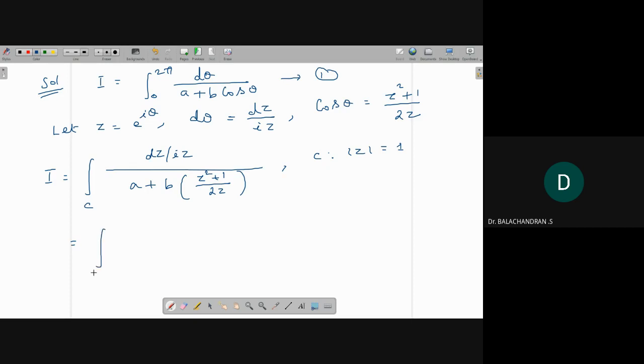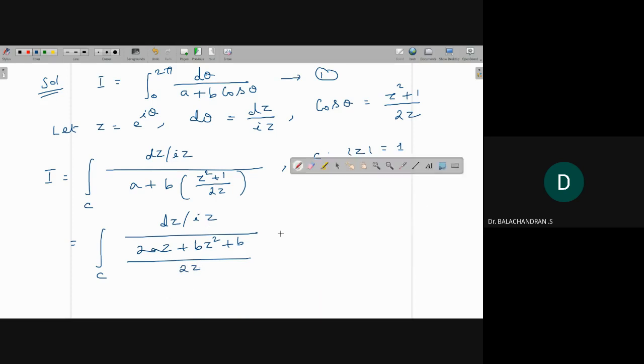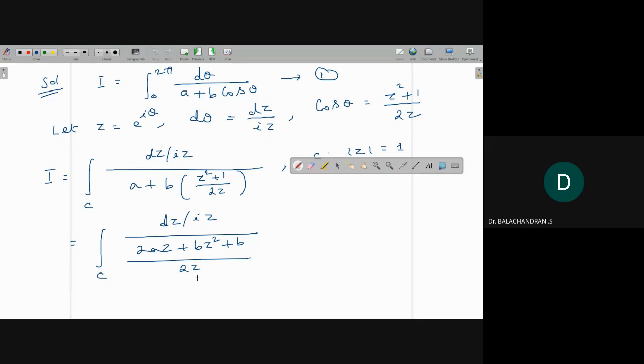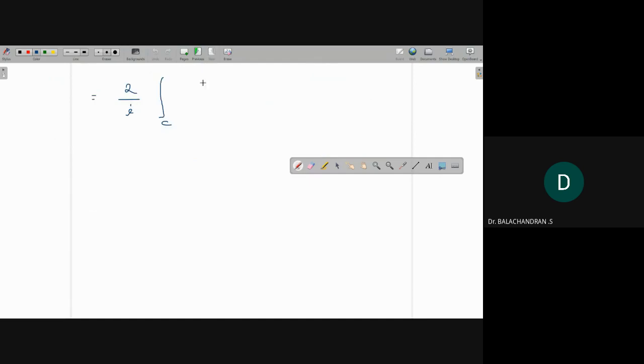Okay, this is equal to integral over C dz by iz. If you take 2z as LCM, 2a z plus b z square plus b divided by 2z. So z gets cancelled. So this is equivalent to 2 by i integral over C dz by b z square plus 2a z plus b.